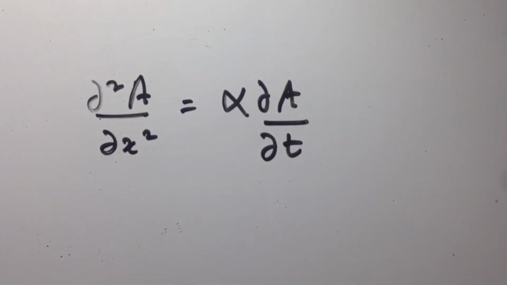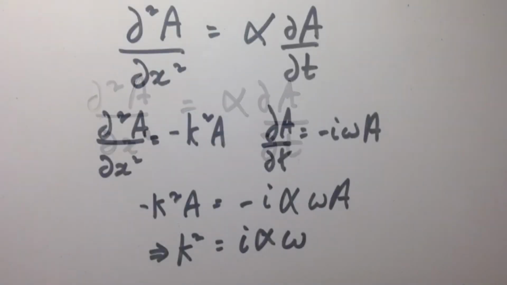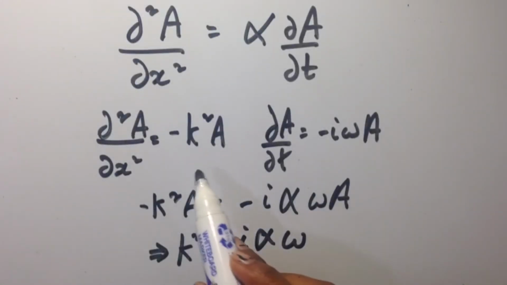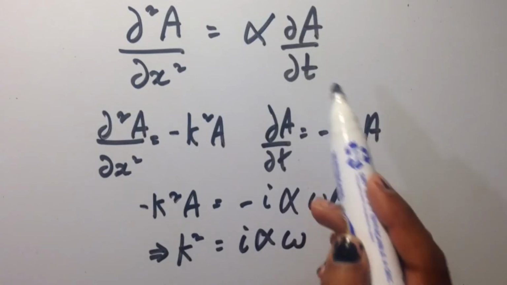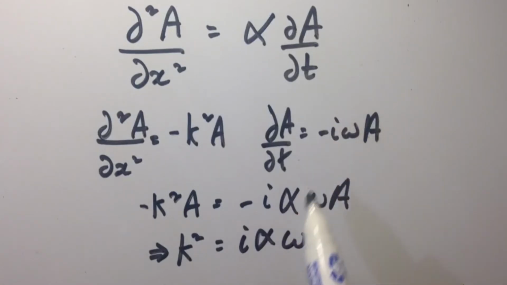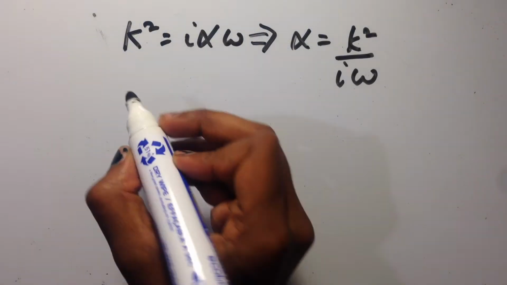With this being our general solution, differentiating twice with respect to x gives us minus k squared A, and differentiating once with respect to time gives us minus i omega A. And plugging this back into our equation gives us k squared equals i alpha omega.